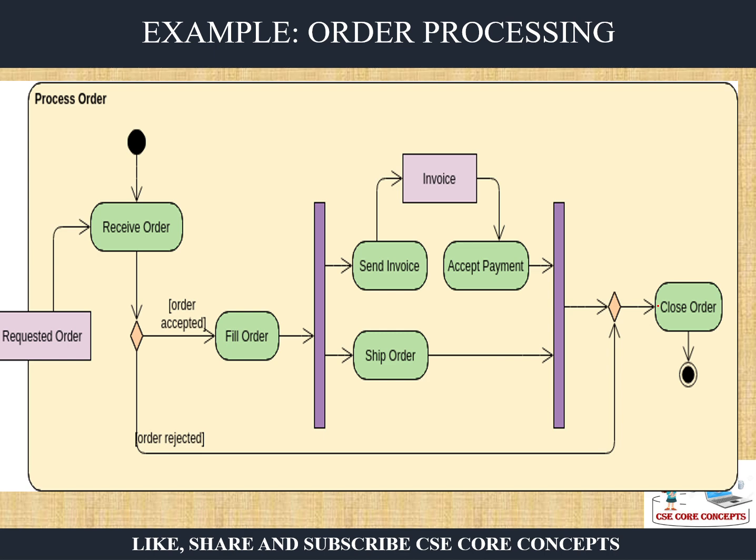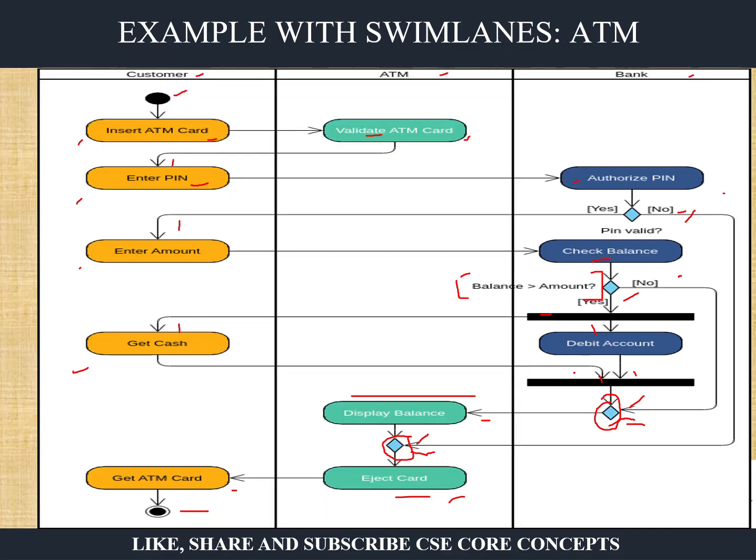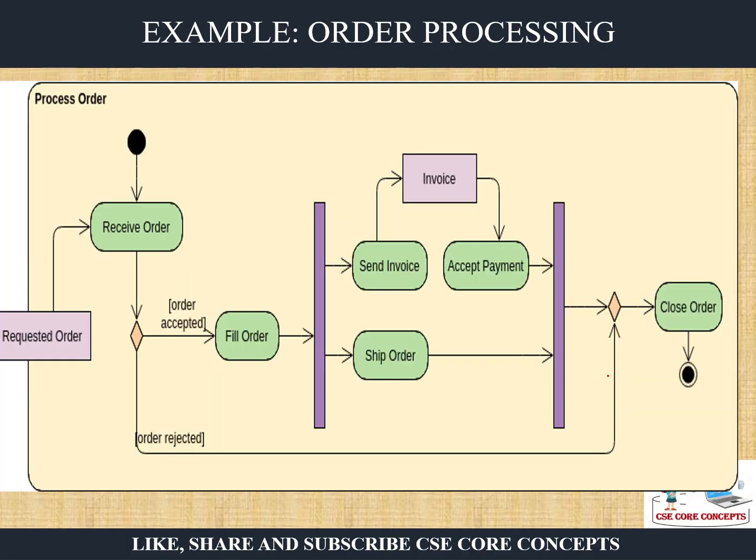Then comes the example of order processing. This is shown in a horizontal way, whereas here we were showing the forks in the vertical direction. You have the request, you receive an order. Either your order gets accepted or the order gets rejected. If your order gets accepted, you fill the order. Now you have multiple activities going on concurrently. One is shipping the order, and second, you are generating the invoice, both at the same time.